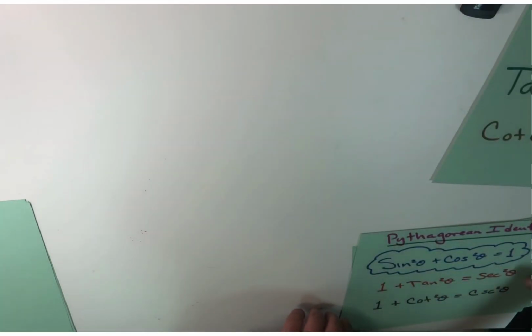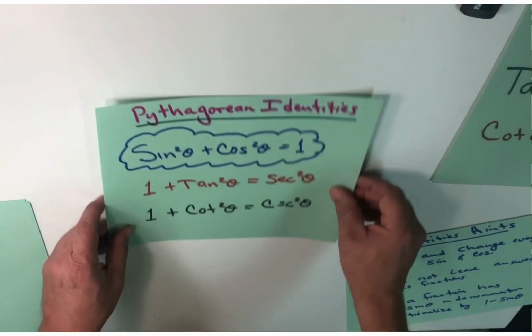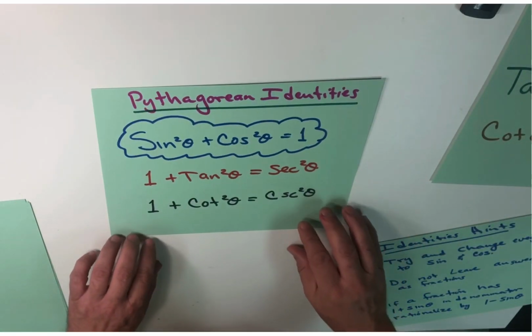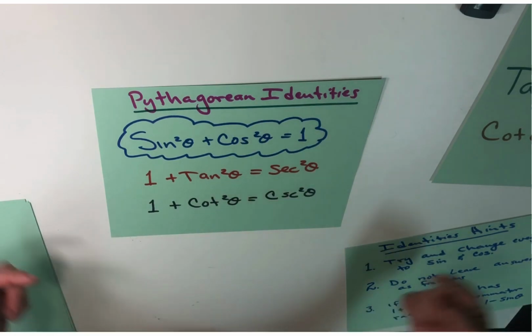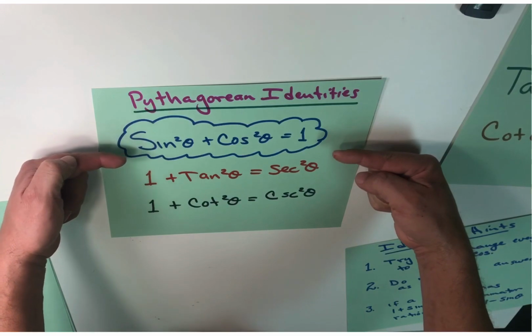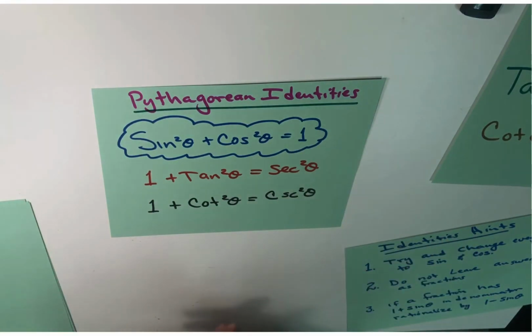The last ones that we will be working with in the first set of identities are called the Pythagorean theorem identities, or the Pythagorean identities. Now, I have bubbled sine squared theta plus cosine squared of theta is equal to 1 because this is the single most important identity of all. In other words, in the next month while we do identities, you're going to use this guy in some form or another over 100 times.